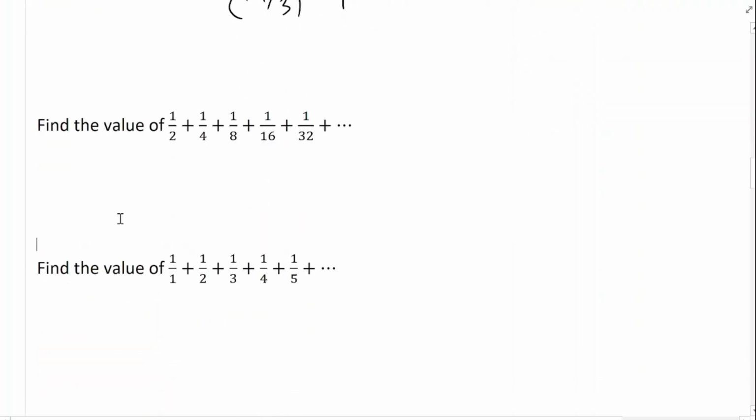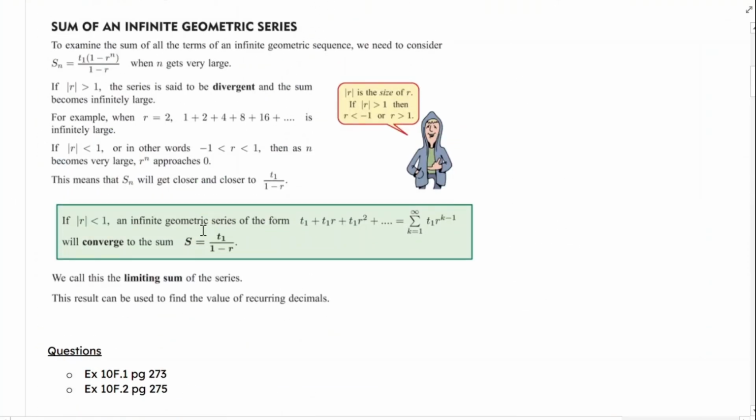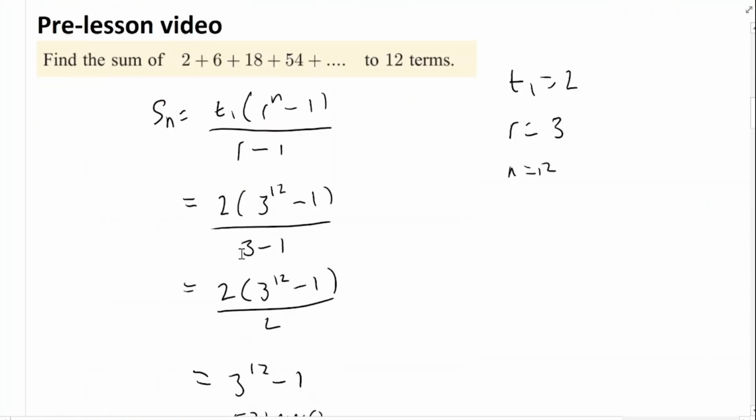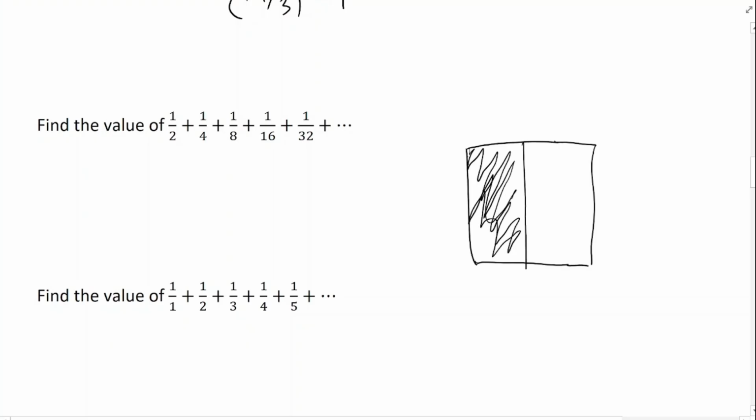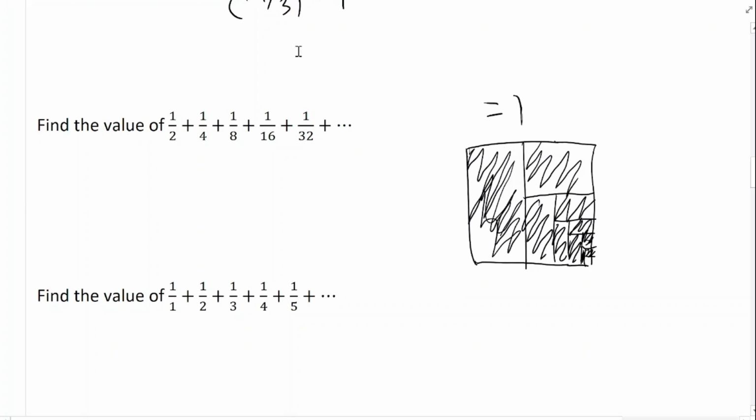All right, next thing we're going to do here is find the value of this. We have basically a formula. S is T1 over 1 take r. But let's see if we can just map out what this is. The best way to visualize this is you have a square, at least the best square I can draw. Then we're going to use up a half of that square, and then add on a quarter of that square. Then an eighth of that square, and then a 16th, a 32nd, a 64th, a 128th, a 1/256, a 1/512th, and then a 1/1024th. You can see that this whole square is going to get used up almost exactly.